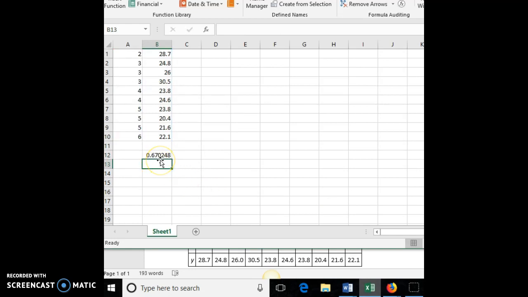And it gives me a correlation. Now remember, this is R squared, so the next thing we want to do is take the square root of 0.670248, and that will tell us what R is. Okay, so when we take that square root, we get 0.8, and I'm going to go ahead and put R is 0.8187. I'll round off to 4 decimal places.